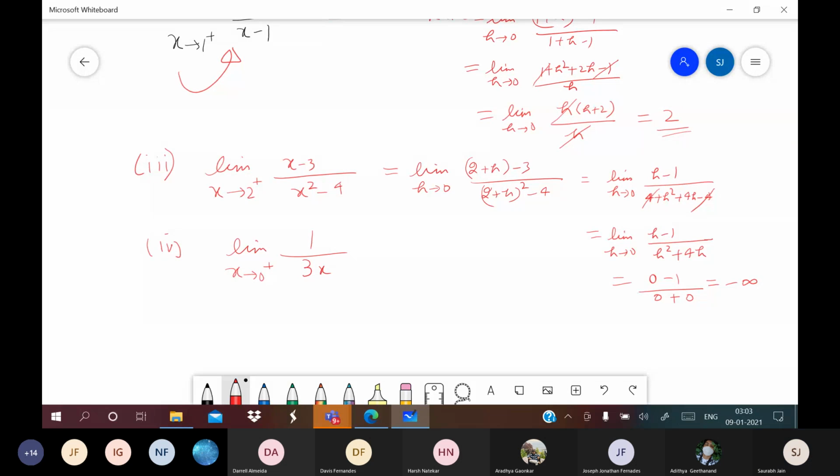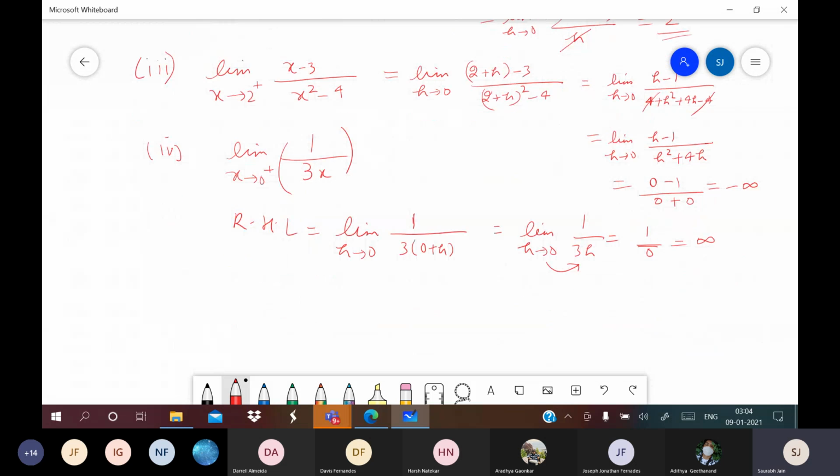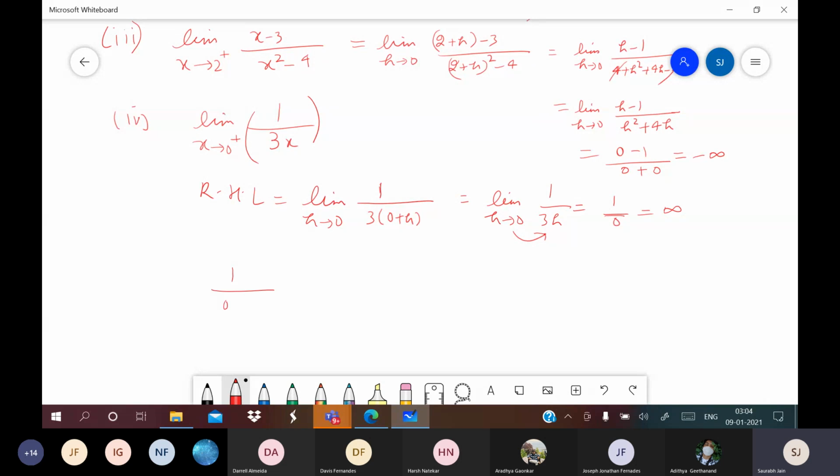Solve fourth part. So fourth one is infinity. Fourth one, infinity. Yeah, because it is direct question. It is only RHL. You write h tending to 0 and in place of x you write 0 plus h. Okay. But you can't do anything beyond this. It will be 1 upon 3h. Now 1 upon 0, this will be infinity. Actually it is not 0. As you can see, it is tending to 0. I can show you something. You'll understand what is happening here. See, when I write 1 upon 0.1, try to understand.